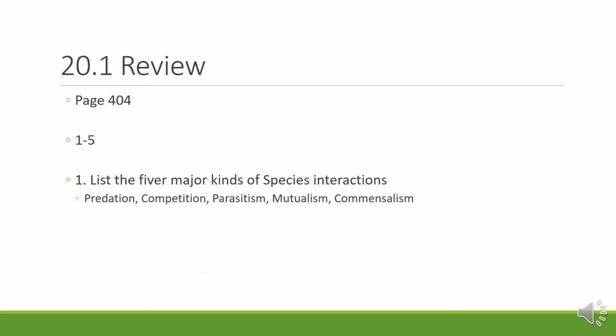Your review is 20.1 review. It's on page 404. It's questions 1 through 5. I've done the liberty of giving you number 1 here. List the 5 major kinds of species interactions. They are predation, competition, parasitism, mutualism, and commensalism.